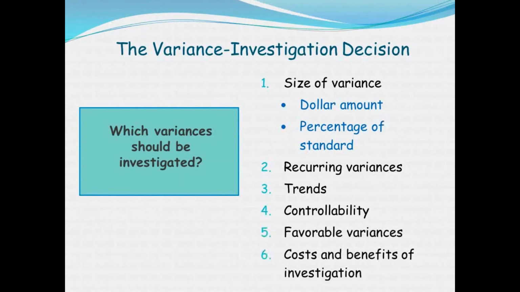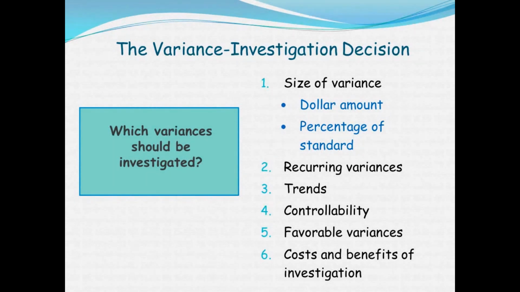Okay, the variance investigation decisions. This is all variance now, not just what we're talking about in chapter 2. When should you investigate a variance? Well, the first question is, is it material enough? The size. Is it immaterial? Don't worry about it. Is it recurring? Because if it's recurring, then it's something you need to be thinking about. How do you get rid of that variance? Why do you always have the same variance year after year, period after period? Is there a trend? Do you see something getting worse and worse by period?